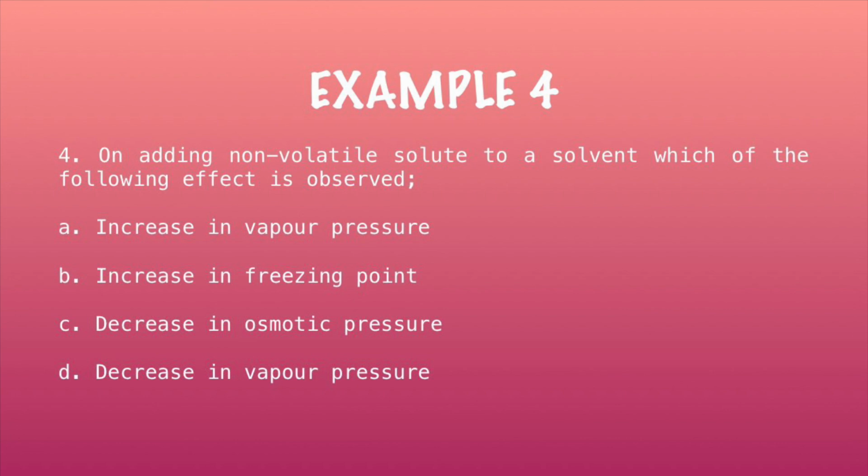Then our fourth example is a theoretical example that says, on adding a non-volatile solute to a solvent, which of the following effects is observed? A. Increasing vapor pressure. B. Increasing freezing point. C. Decreasing osmotic pressure. And D. Decreasing vapor pressure.